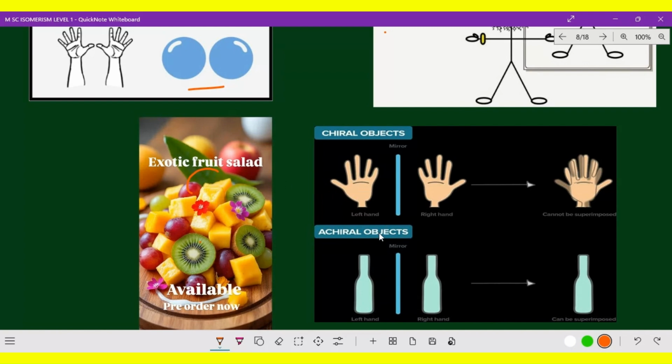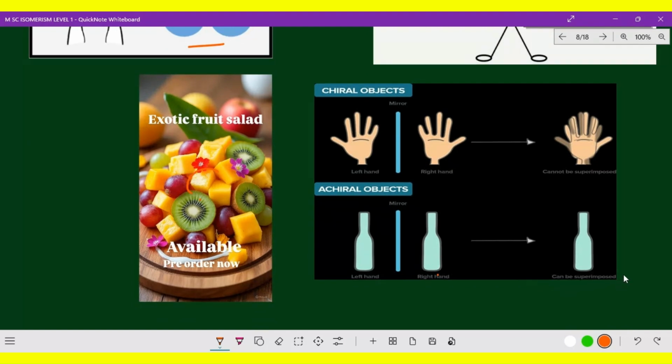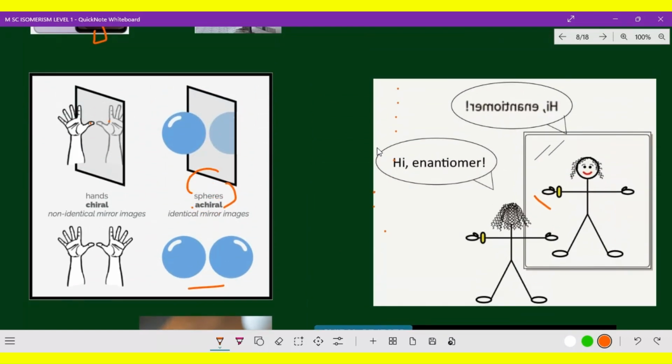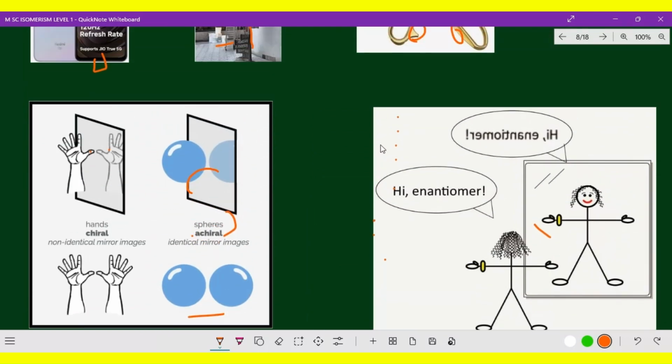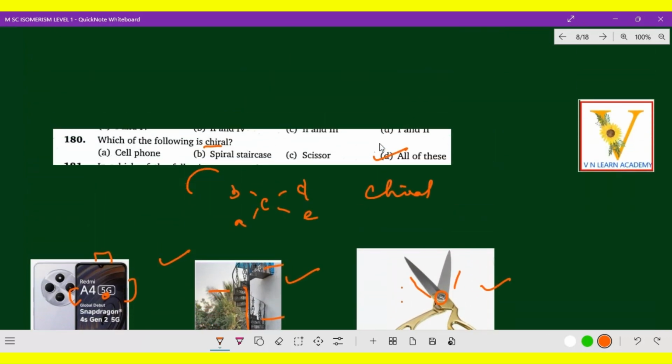Now here, an achiral object. How can we identify an achiral object? You see, both are in the mirror, left hand and right hand, one upon the other cannot be superimposed, whereas here right and left, this bottle can be superimposed. So these are all the ideas. I think I have given enough points for you to understand chiral, achiral, non-superimposable mirror image, superimposable mirror image, enantiomers, chiral and achiral. I think I have given enough points for you to remember.